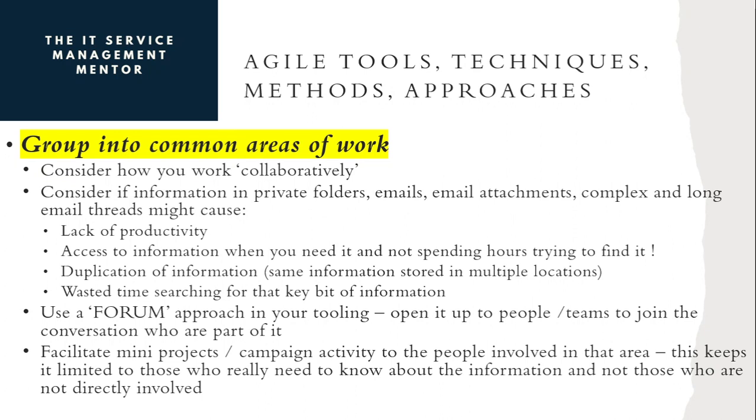Second area, group into common areas of work. So consider how you work collaboratively. Consider all the information that's around on that project. Is it in private folders? Is it in people's private emails? Is it in email attachments? Is it on a complex and really long email thread where you have to scroll pages and pages to try and find that nugget of information? Think, is that a good thing for productivity?